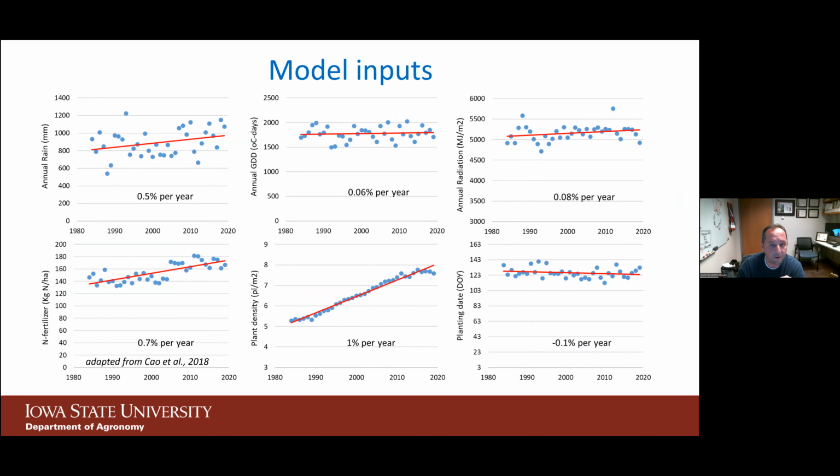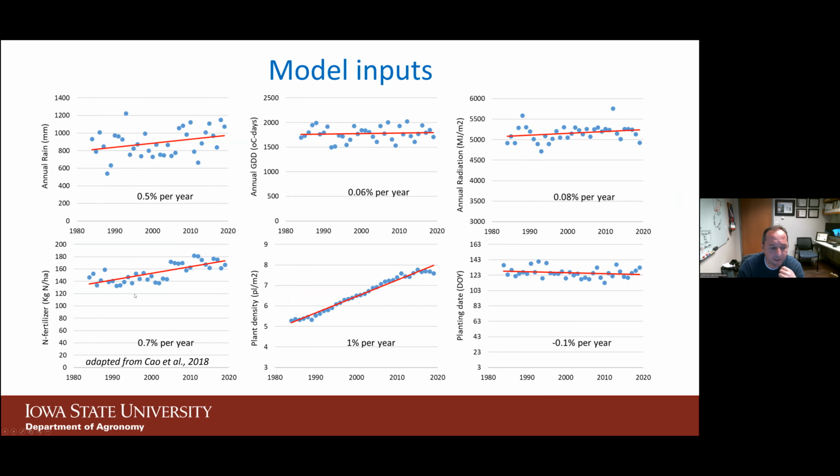Now, a few things about the inputs, extremely important when we are dealing with temporal and spatial dynamics. The rain, this is for the state of Iowa, has increased over the last 35 years. The annual GDT, the thermal time, has increased very slightly, pretty much no. And annual radiation, there are some discussions about that. Yes, it has increased a little bit.